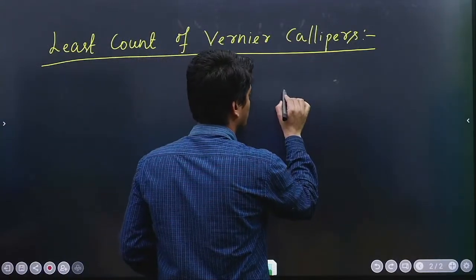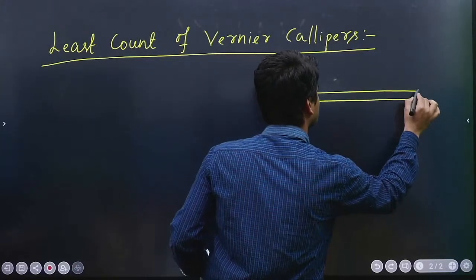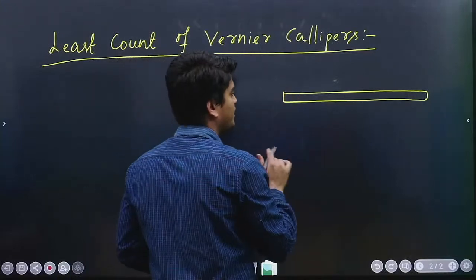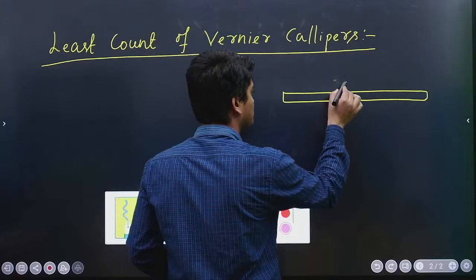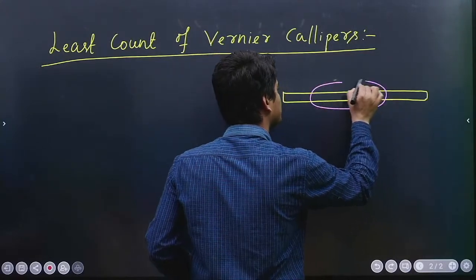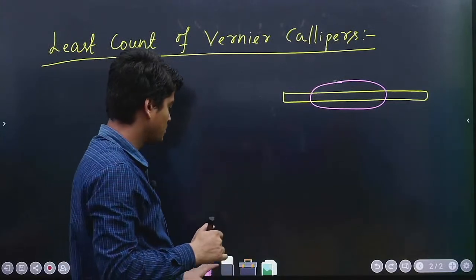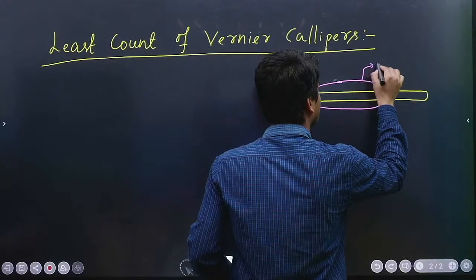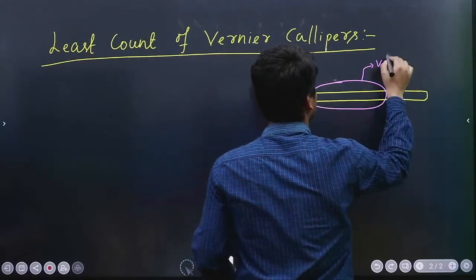A vernier caliper will be like one instrument like this. One main scale is there. I am drawing a schematic diagram. Remember, one main scale will be there, and on the main scale you will have another scale like this. This yellow color is the main scale, and above that one more scale is there. This scale is called what? Vernier scale.